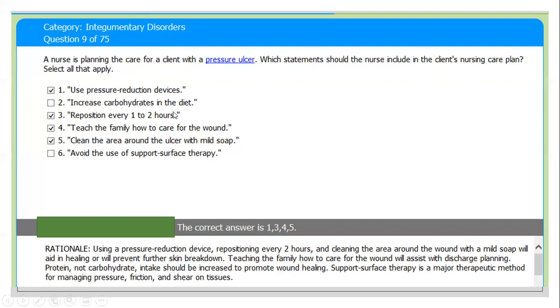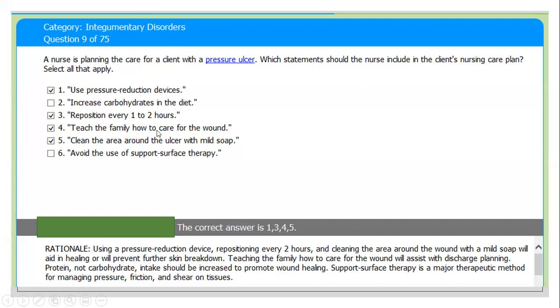Particularly, patients who develop a pressure ulcer have some common signs and symptoms, and we need to know how to help them. Like redness of the skin, dark scar, chronic wound or swelling, tender skin, right? Common symptoms. Anyway, the correct answer: use the pressure reducing device. 3, reposition every 1 to 2 hours, important.